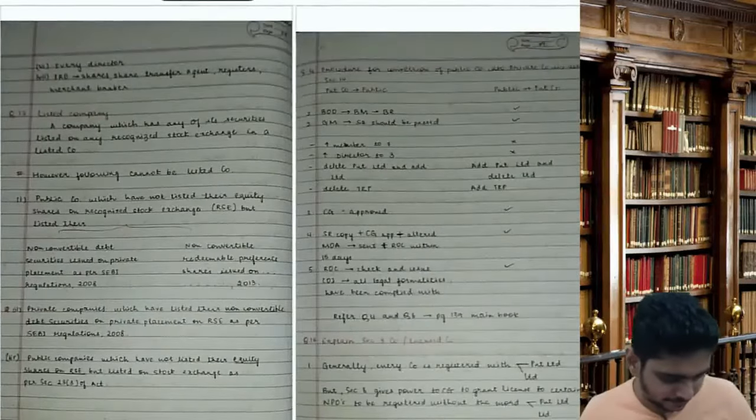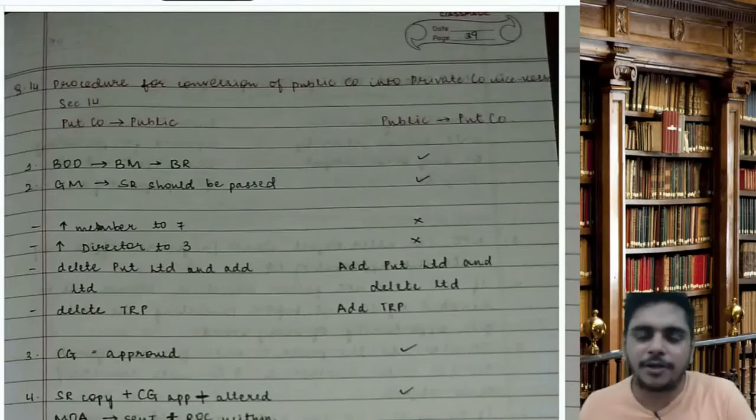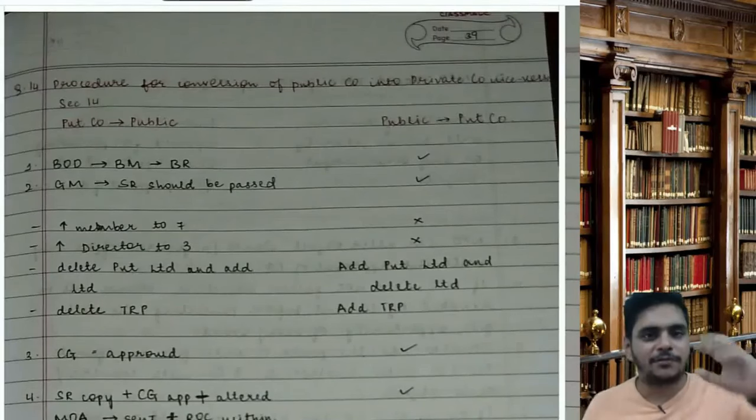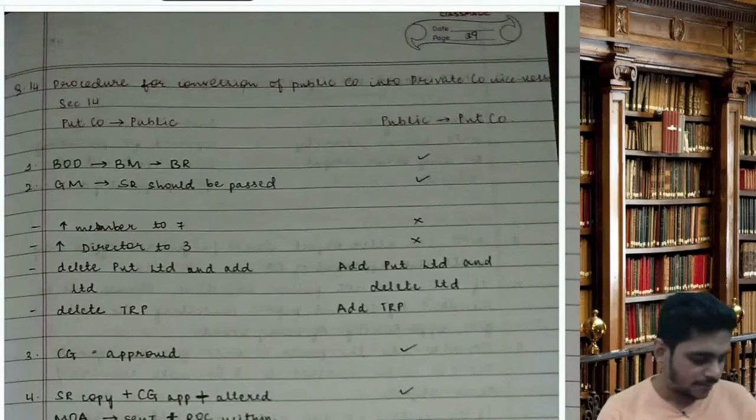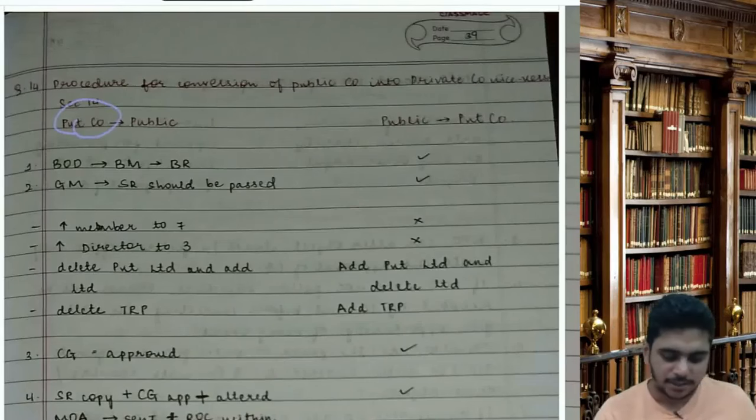Then, what is the procedure for conversion of public company into private company and vice versa? Public to private, that means from a big company we are becoming a small company, or small to big. Both the procedures are the same. If you see, both the procedures are the same. So the section number is 14. Section number is, guys, 14.